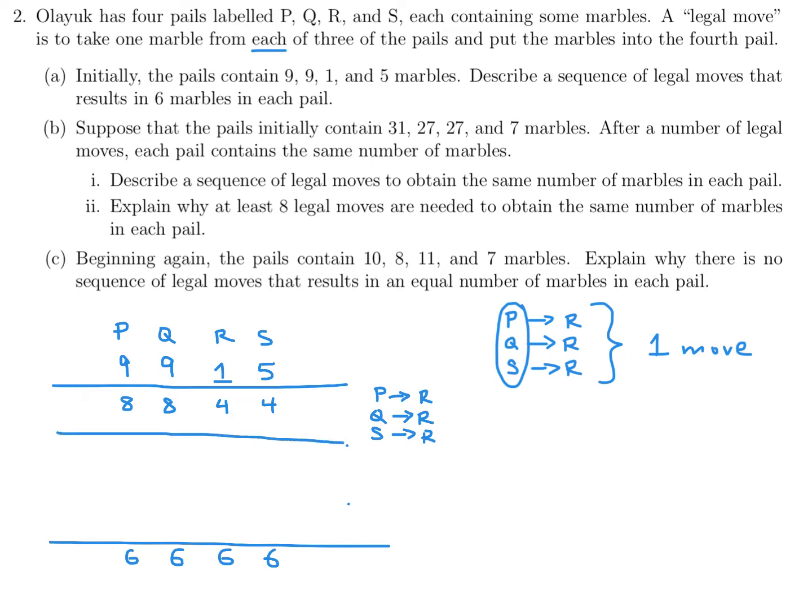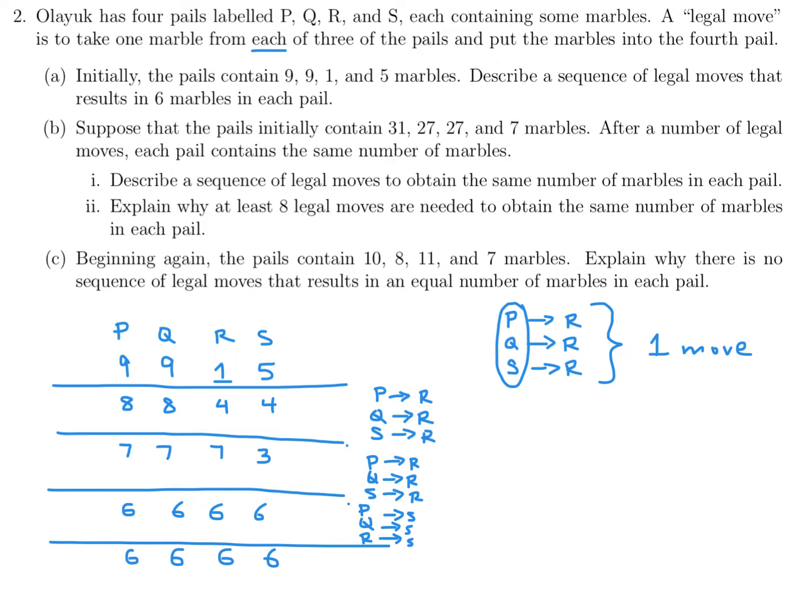Let's do it again. I think we would do the same thing. P to R, Q to R, and S to R. So that would bring this down to 7, 7, and 3. And this would move up to 7. And then finally, I guess the last one, we have to concentrate on putting marbles into S from the other three, so P, Q, and R. And that would bring this to 6, 6, 6. But then this would move up to 6, and there you go. So that is a perfectly legitimate sequence of legal moves that results in 6 marbles in each pail.